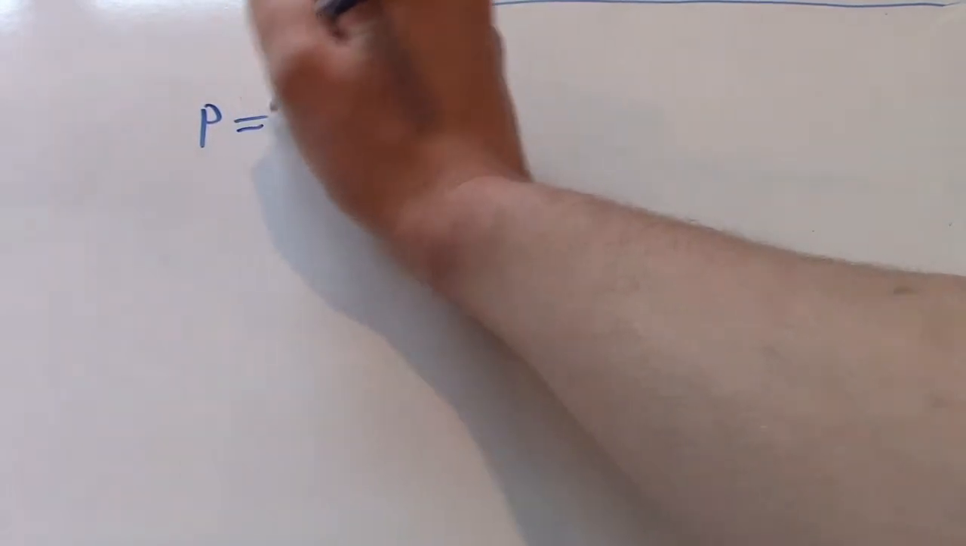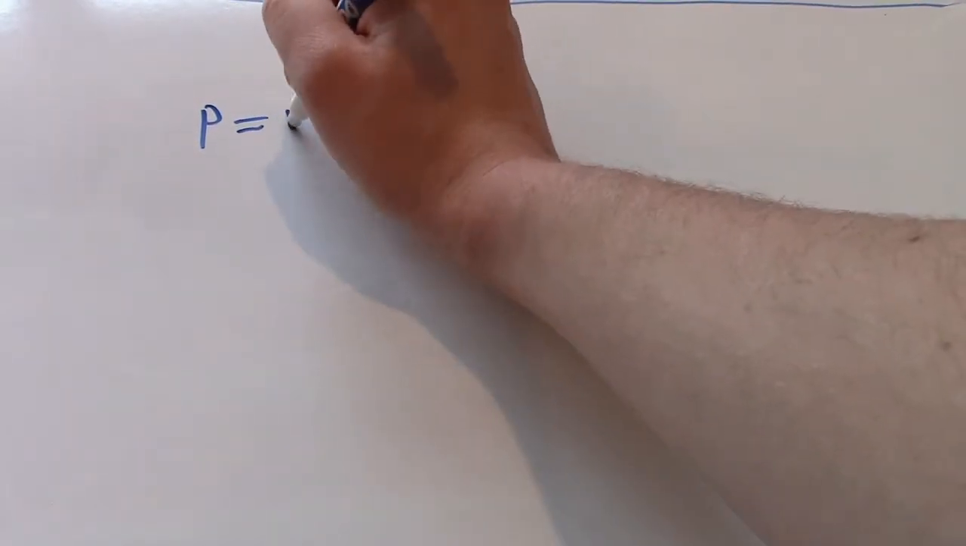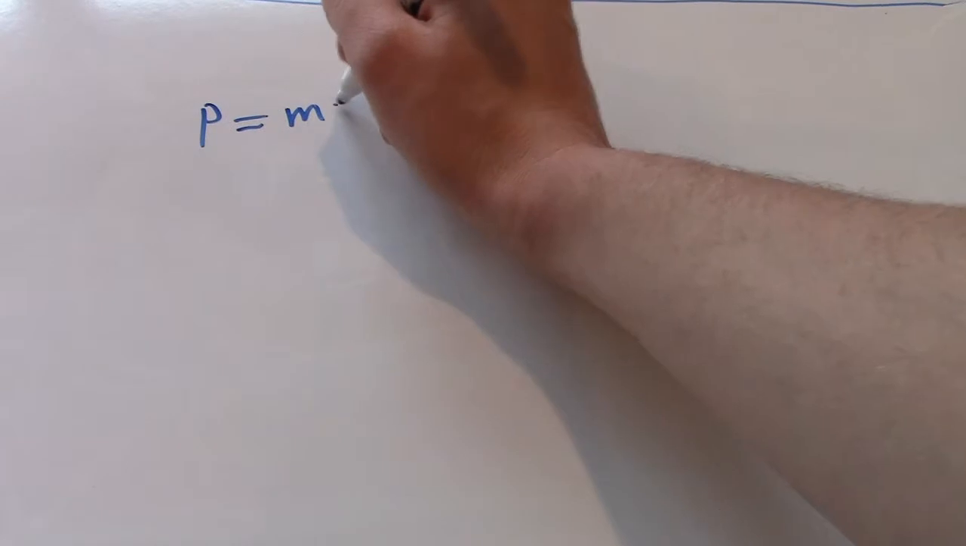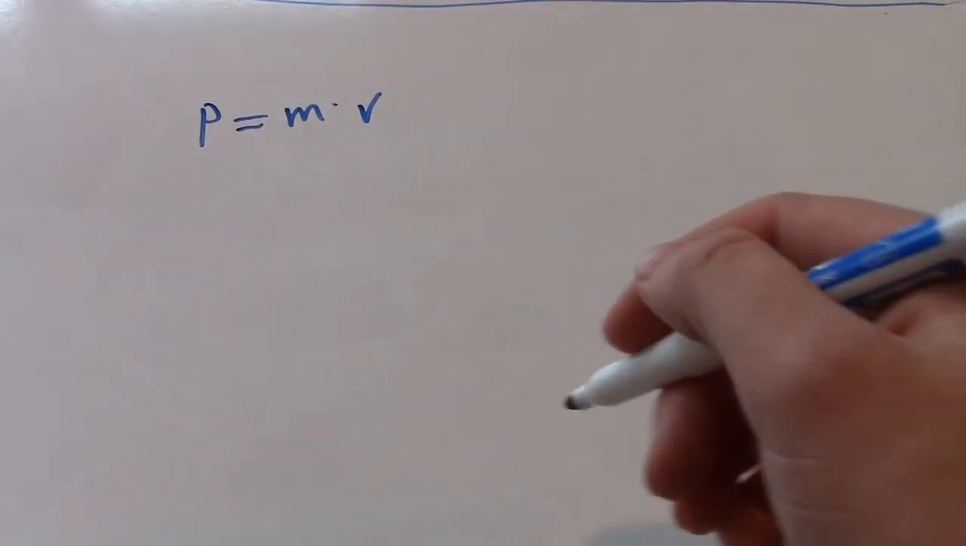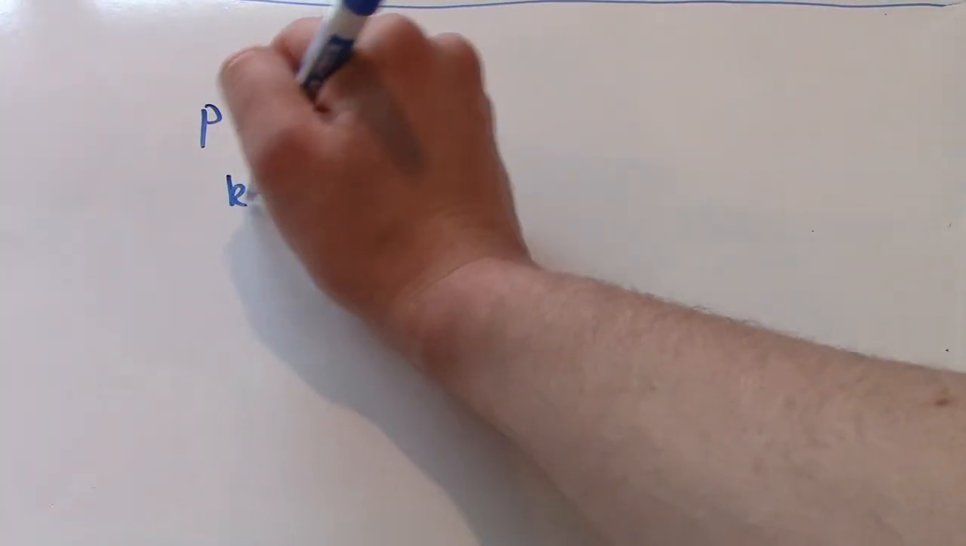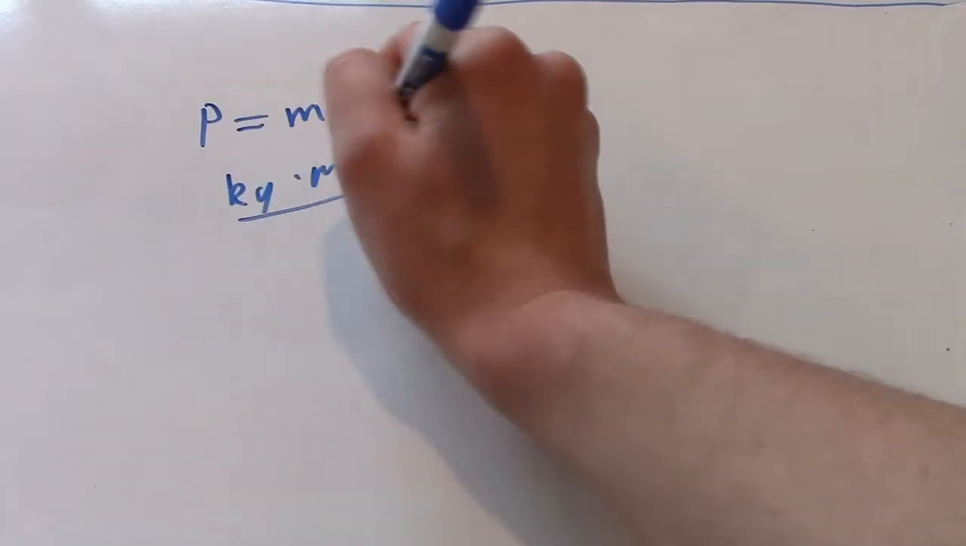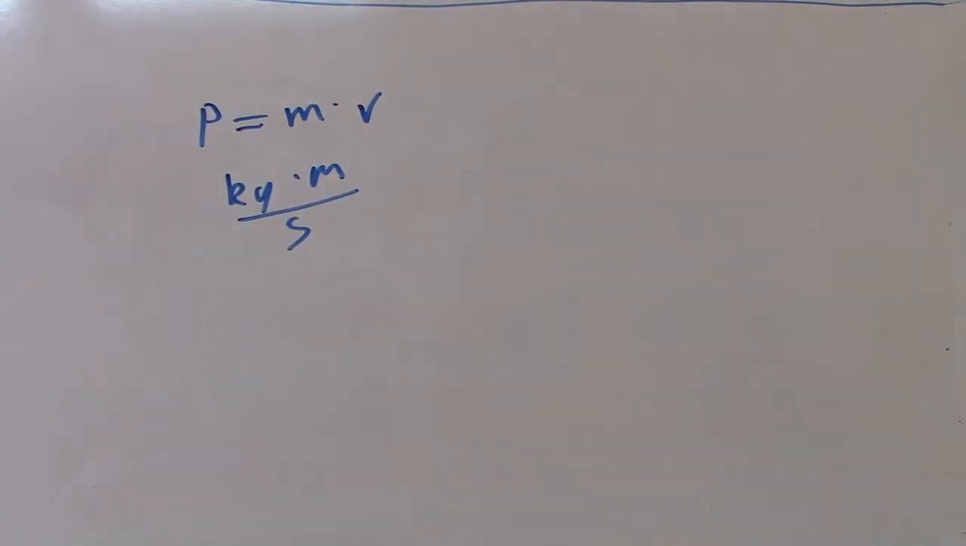Momentum is a measure of an object's tendency to remain at a constant speed. Now, we denote momentum using the variable p, and we calculate momentum by multiplying an object's mass, in kilograms, by its velocity, in meters per second. So momentum is measured in kilograms meters per second. There is no fancy unit for it like force has newtons.